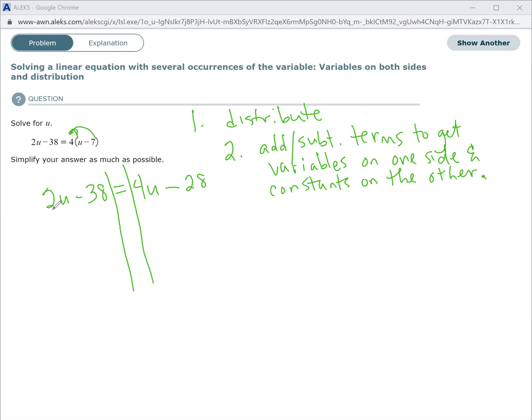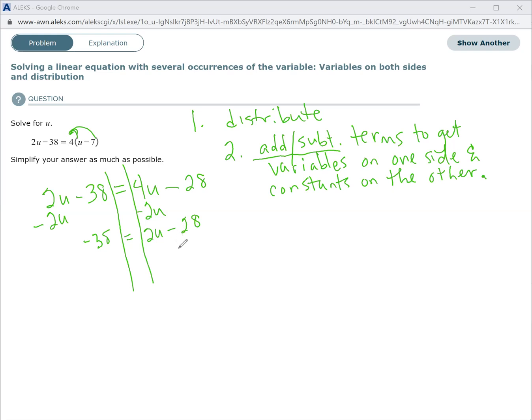Because the 2 is smaller than the 4, I'm going to go ahead and subtract 2u from both sides. So this is where we're adding or subtracting. This is that part of the step. We're going to actually subtract the entire term from each side. So we're left with negative 38 equals 4u minus 2u is 2u minus 28.